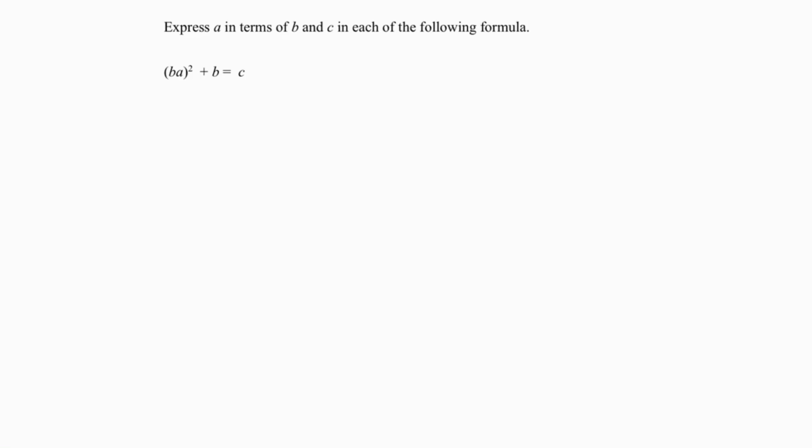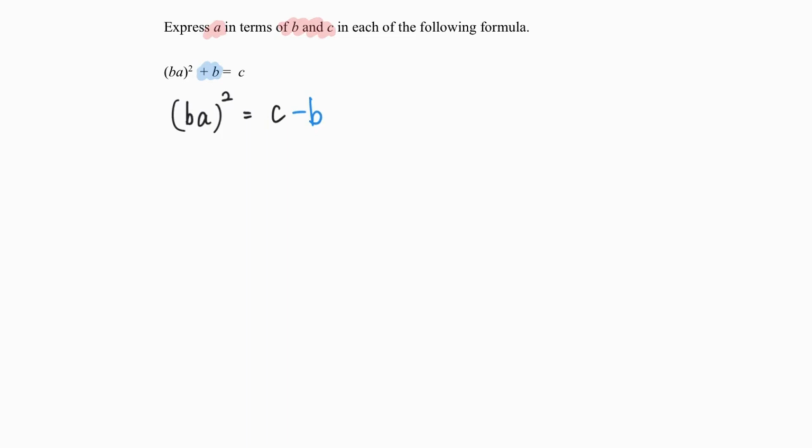Hello everyone, welcome to this video where we are required to express A in terms of B and C. This means that we will need to make A the subject. So I saw that there is a B here, positive B. So the very first thing that you would see me doing is that I would minus b on both sides so that you would see this particular step here.